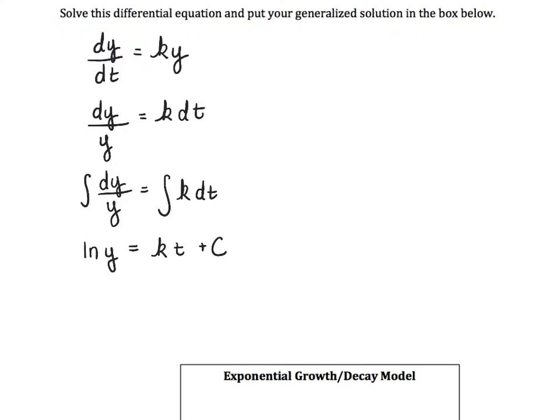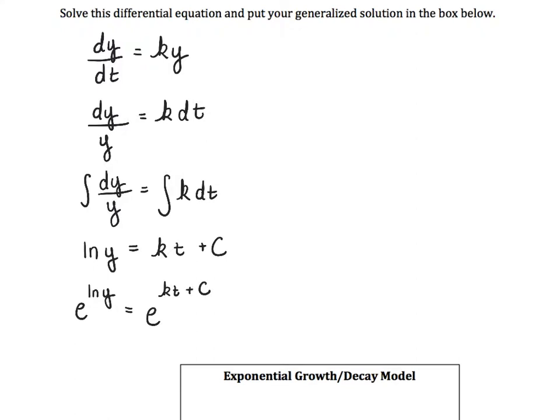And so the fact that it's the natural log of y on the left tells us that we're going to go ahead and exponentiate both sides. So in other words, do e to the left-hand side equals e to the right-hand side.